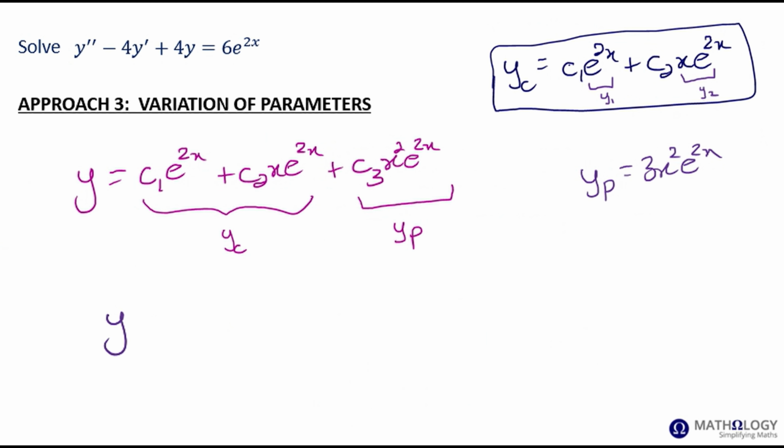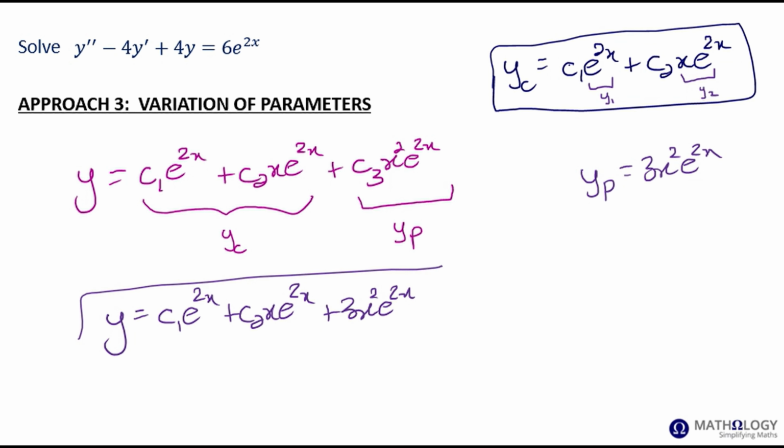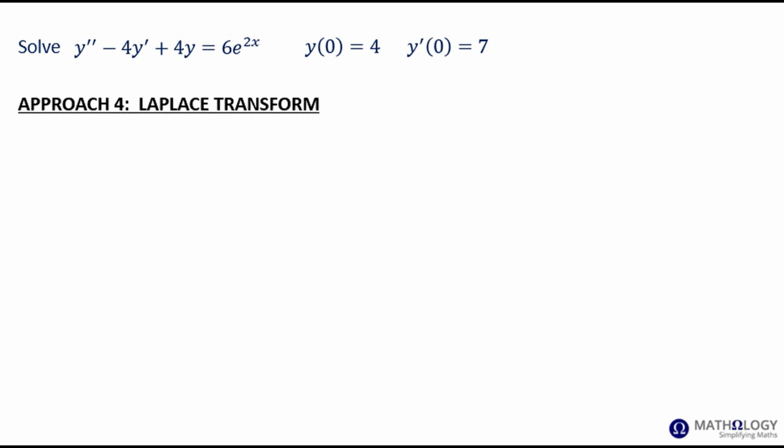So the general solution is therefore given by c1 e to the 2x plus c2 x e to the 2x plus 3x squared e to the 2x, which is the same solution we got when we used the method of undetermined coefficients and the annihilator method. The final approach we're going to use is Laplace transform, and with this differential equation we've got added initial conditions.